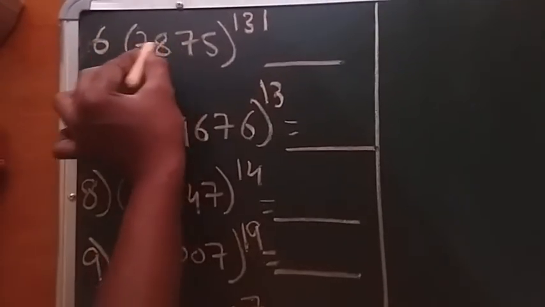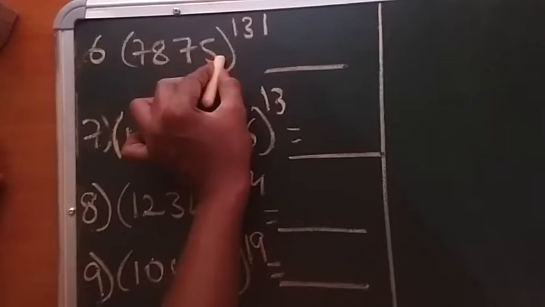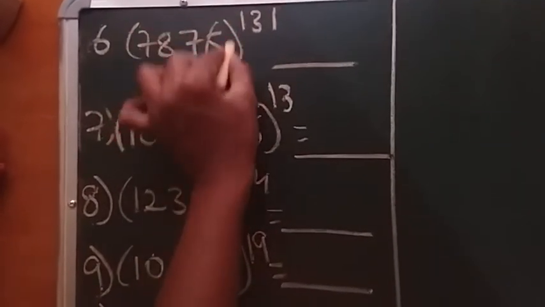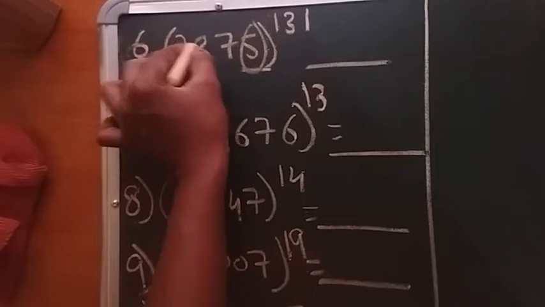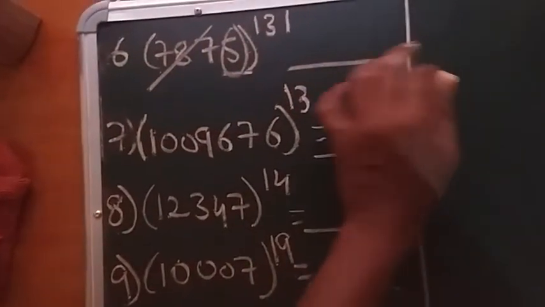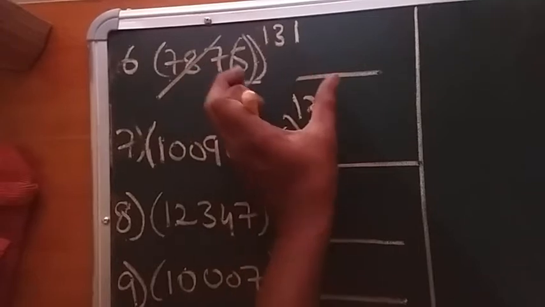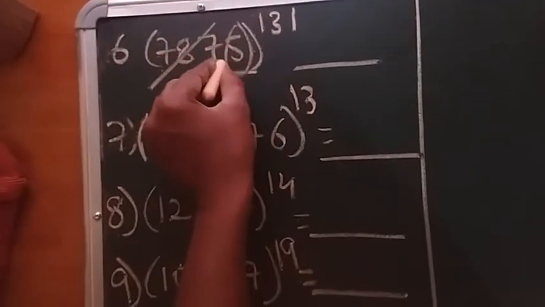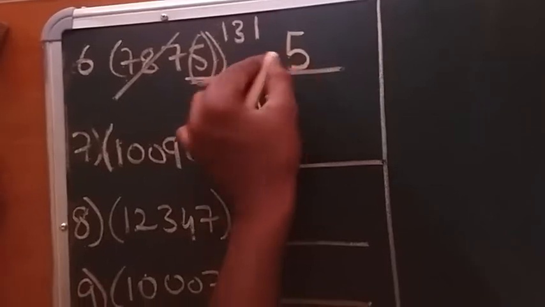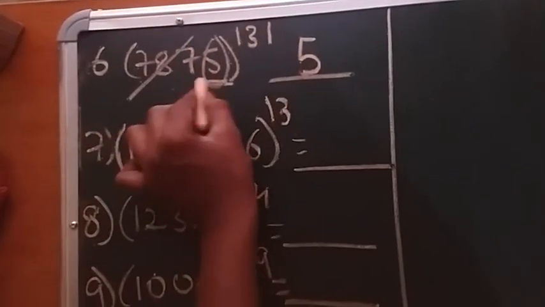See the sixth one, 7875 whole power 131. Here units place u is 5 and m is 787. Forget about m, concentrate only on 5. Here we want to find the units place. Whenever you have units place is 5, you will get the same thing as units place. Here the answer for the question is 5 only.